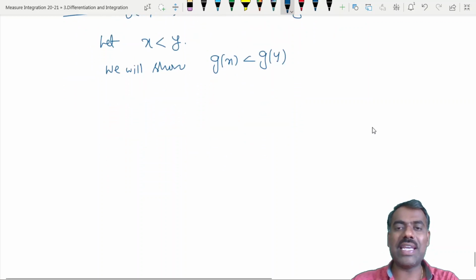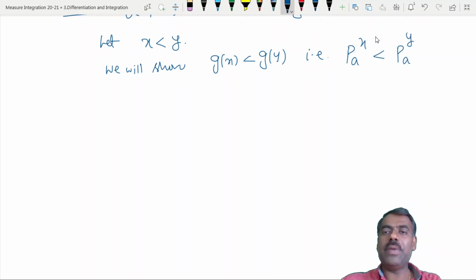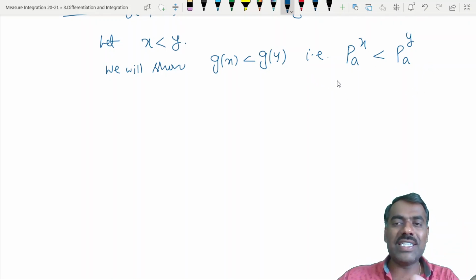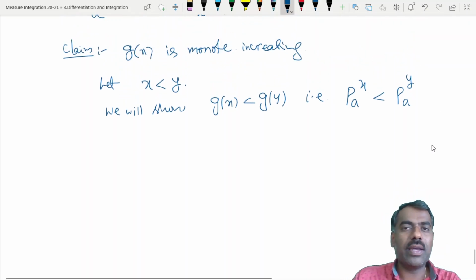So we will show that g of x is less than or equal to g of y, right? But how is g of x defined? This capital P_A^x is less than or equal to capital P_A^y. So therefore it is all about partitions of a comma x and partitions of a comma y, right?